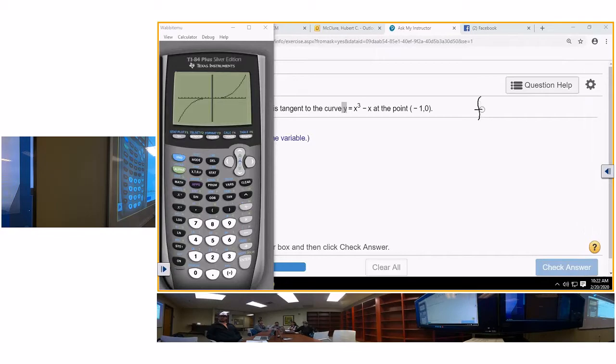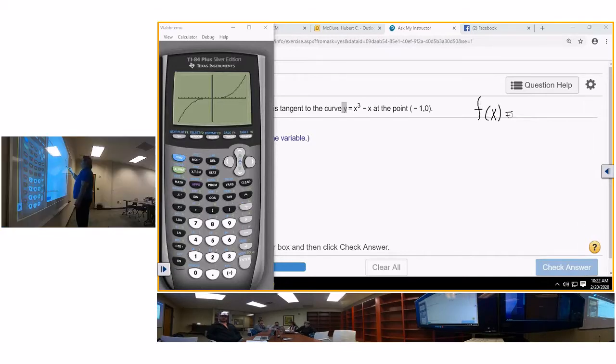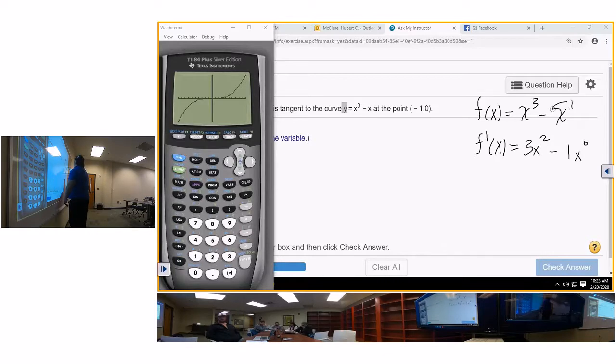f of x is equal to x to the 3rd minus x. f prime of x is equal to 3x squared minus what? 1. x to the 0. Okay? So that's a 1. Bring it out front. Then you minus 1, minus 1. So, f prime of x, somebody tell me what that is.